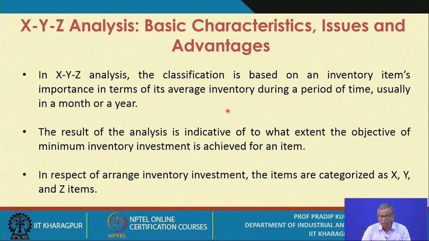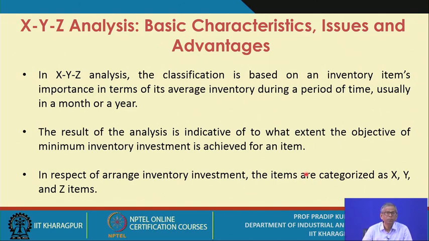Obviously, the average inventory you calculate or estimate during a period of time, usually in a month or in a year. So the result of the analysis is indicative of to what extent this is very important. That means this result is indicative of to what extent the objective of minimum inventory investment is achieved for an item. Now this is one of the goals of inventory management systems.